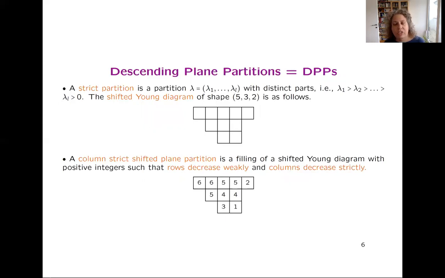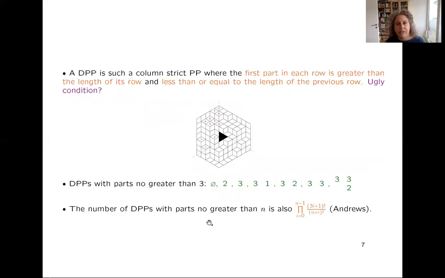Then a column strict shifted plane partition is a filling of such a shifted Young diagram with positive integers, such that rows decrease weakly and columns decrease strictly. Then for a column strict shifted plane partition, in order to be a descending plane partition, you need two more conditions. So first of all, the first part in each row has to be greater than the length of its row, and it has to be less than or equal to the length of the previous row. So now you might wonder, is this an ugly condition?